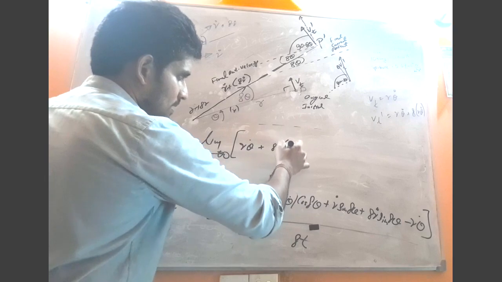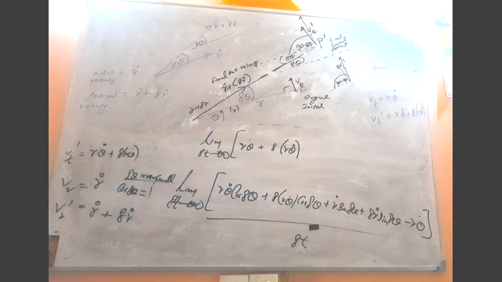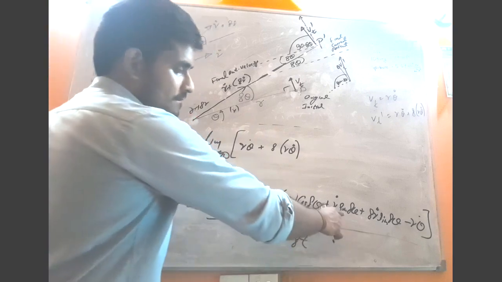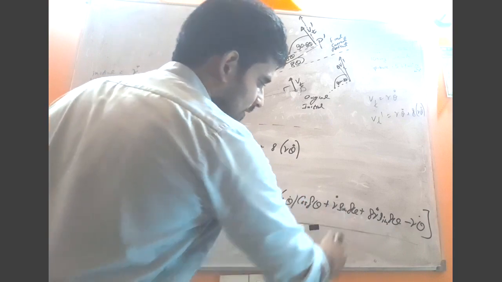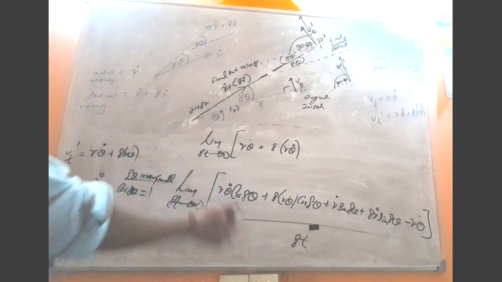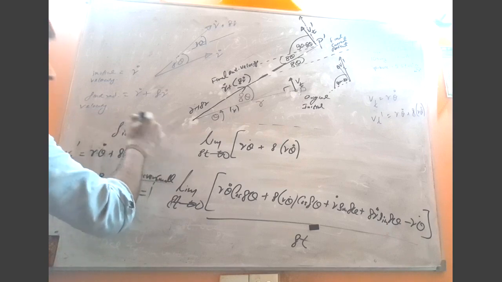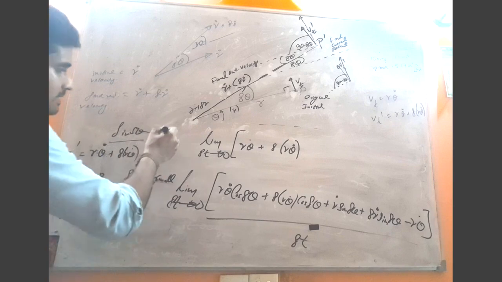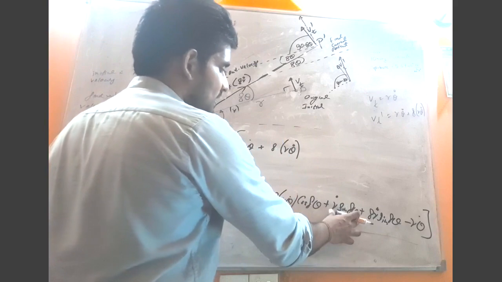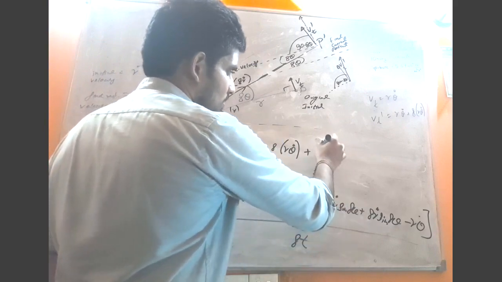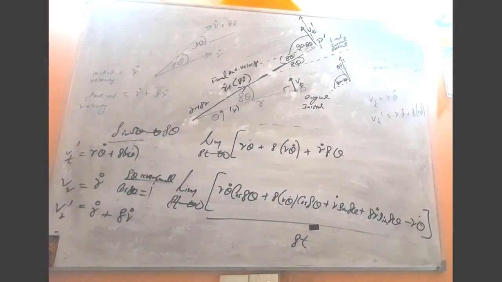Delta r theta dot. Okay, right. And here, as this delta theta is very small, sine delta theta will be what? Sine delta theta can be considered as delta theta, right? So this part we can write as plus r dot delta theta. Okay.